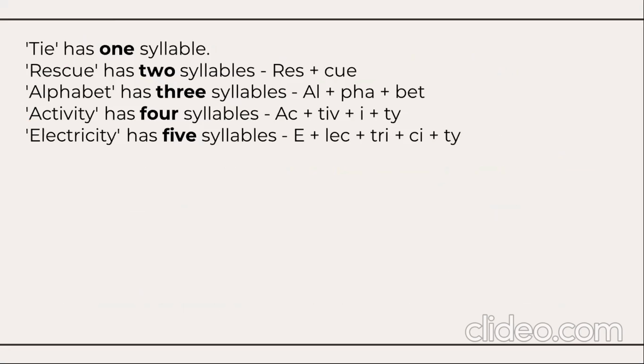Second, rescue. Rescue, res plus Q. There are two syllables. Alphabet has three syllables. Activity, activity, activity. So there are four syllables here. Electricity has five syllables. So this is a very basic way to learn the sounds of English by breaking the words into chunks.